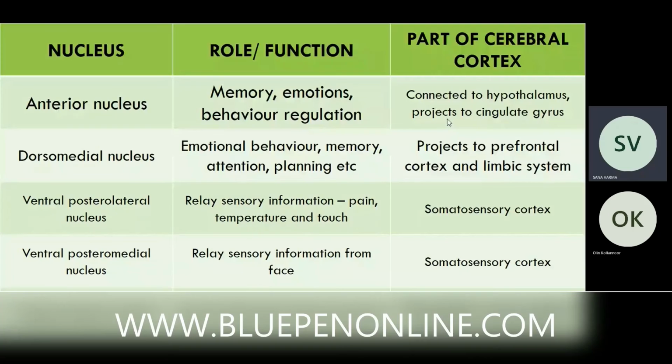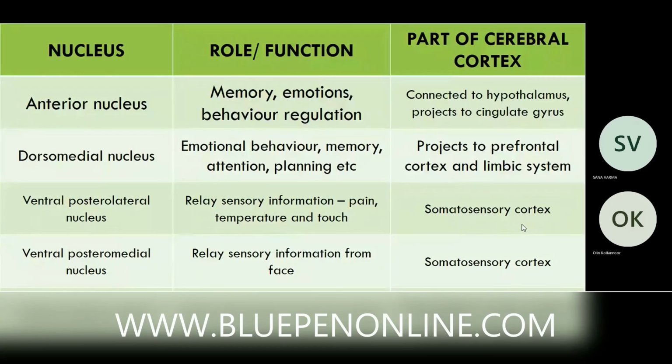Then next comes ventral posterolateral nucleus, that relays sensory information like pain, temperature, and touch. So the lateral spinothalamic tract and anterior spinothalamic tract, these two sensations pass through the ventral posterolateral nucleus, and the nerves from this nucleus will project into somatosensory cortex.